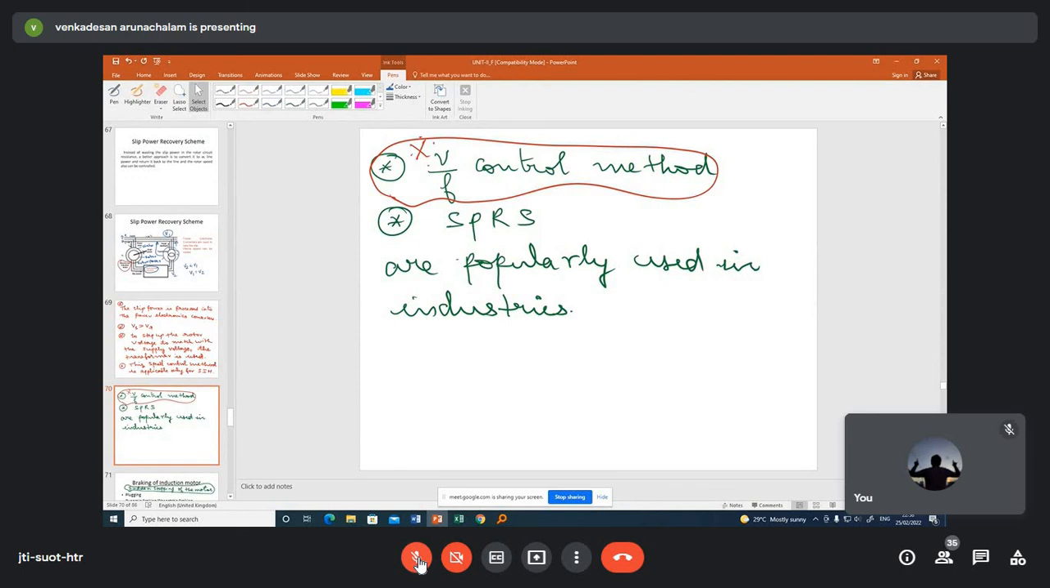Next class, we will start braking of induction motor. Braking we already studied in DC motor. How many types of braking are there? Dynamic or rheostatic braking, plugging, and regenerative braking. These three brakings are also applicable in induction motor, and we will see how they affect the torque slip characteristics and how to achieve that. All those things we will continue in the next class.